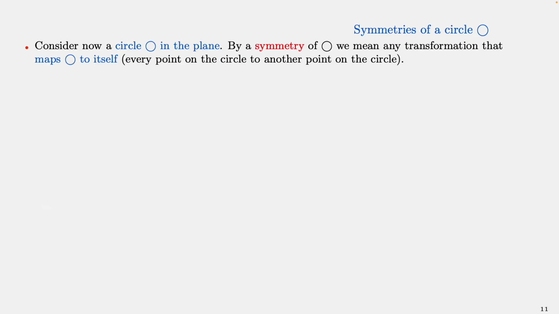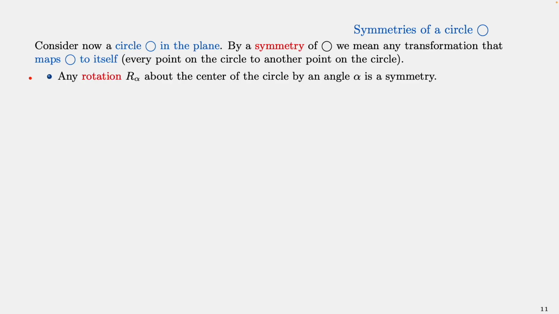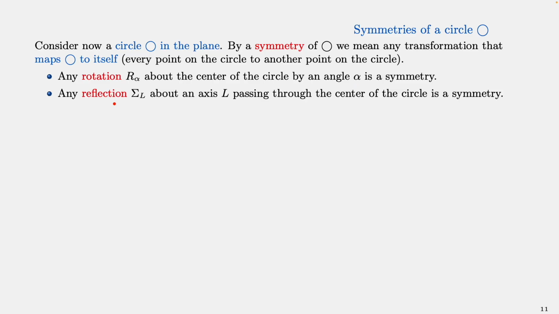Now on to our next example, something different. Here we look at the symmetries of a circle. Just consider any circle located in the plane, and by symmetry of the circle we mean any transformation that maps the circle to itself. So mapping a circle to itself means every point on the circle is transformed to another point on the circle. And these transformations are any rotation r alpha about the center of the circle by an angle alpha, and any reflection sigma L about an axis L passing through the center of the circle.